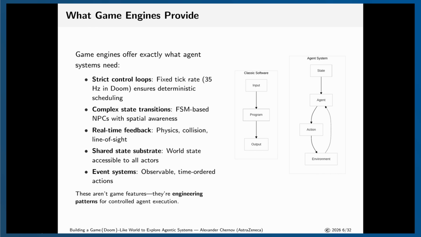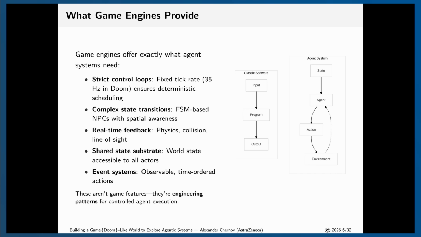Rooms are actually limited in size, so actors don't interact with events in other rooms, only with events in the room where they are located. We have a shared state substrate, the world state accessible to all actors. So I'm acting in a game exactly the same way as another actor, like a zombie or some kind of evil character running around. We also support event systems, because of the observable, the time ordering, and their actions.